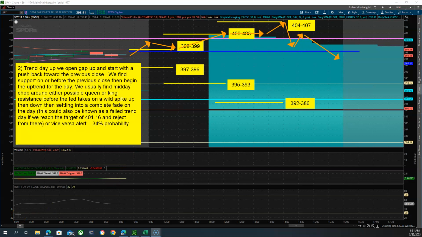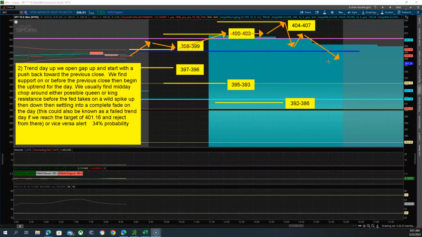All right, our next scenario, which is pretty similar, the only difference is pretty much where we start out. But usually on our trend day up day type structure, we open gap up and start with that push back toward the previous close. We find support on or before that previous close, then begin the uptrend for the day. We usually find midday chop around either the possible Queen or King resistance before the Fed takes us on a wild spike up, then down, and then settling into a fade on the day.